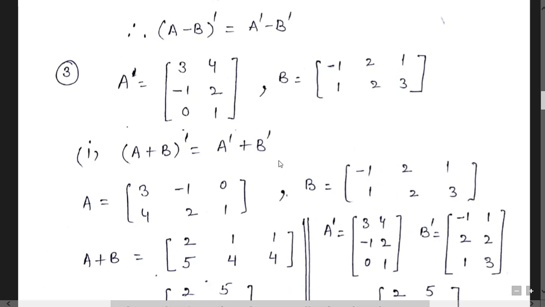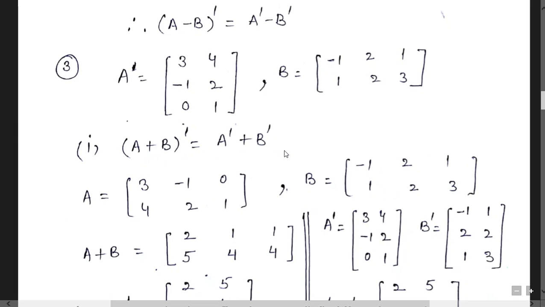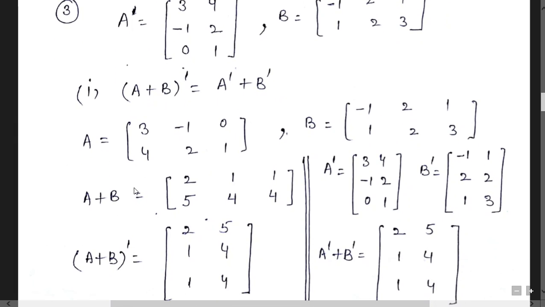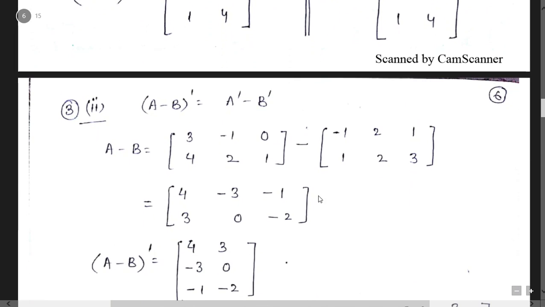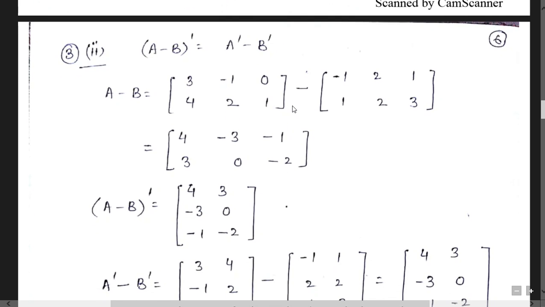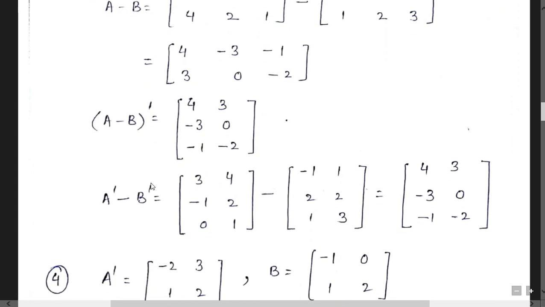Then after that B, again operating the same thing, adding both the matrices and then taking the transpose, then take the transpose of each and after that adding, you will get the same answer. Similar is the case of subtraction. Subtract the matrices, then take the transpose on the right hand side. In the first step, take the transpose, then subtract the matrices.